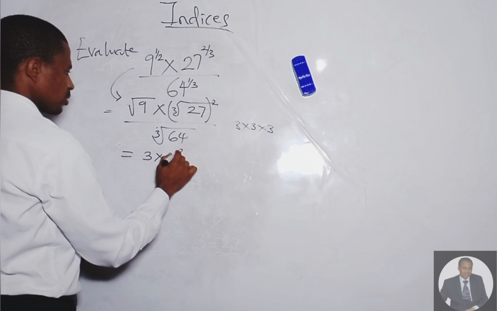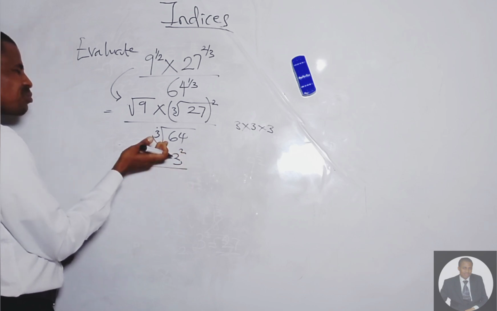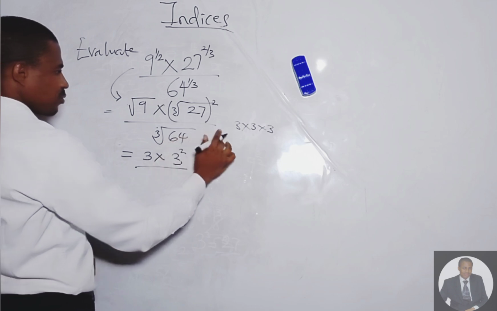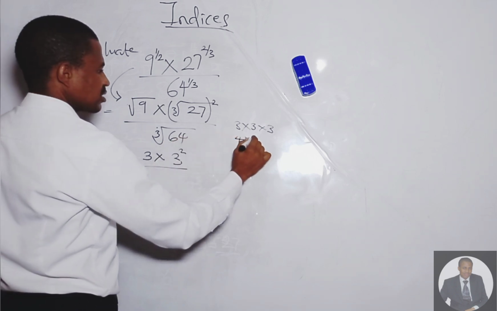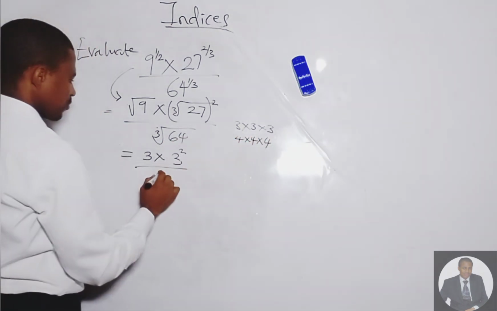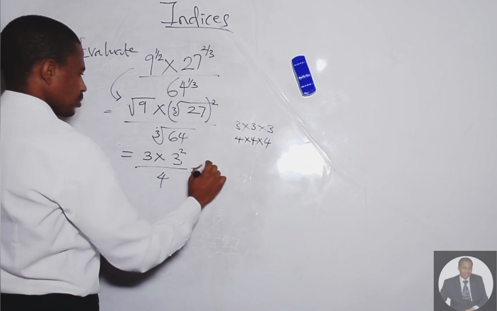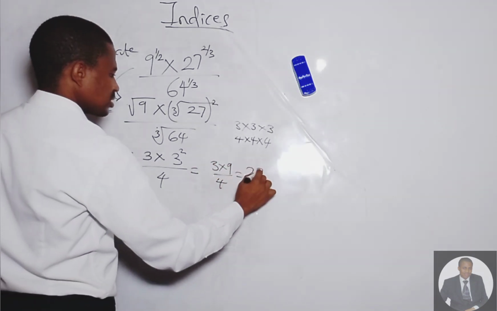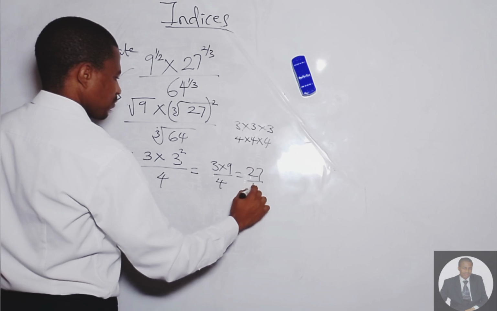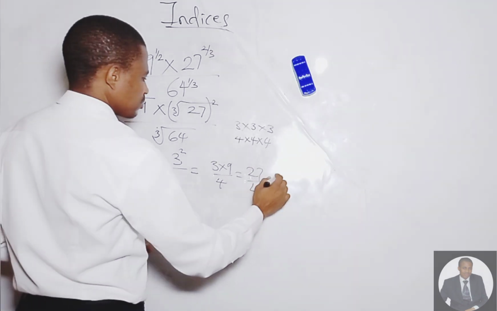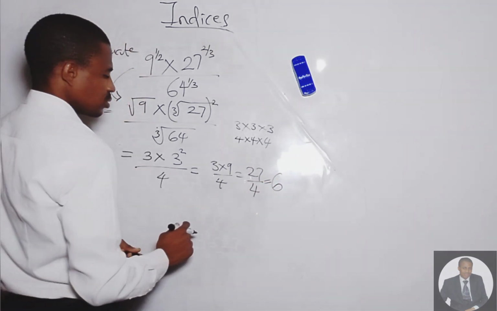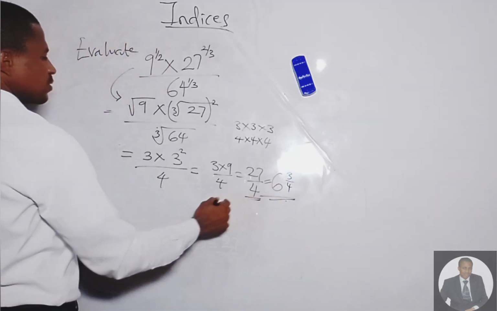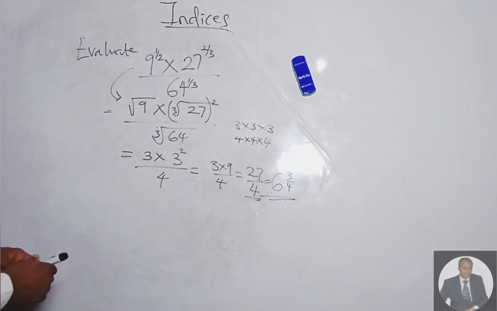Then we'll look for the square of it. And then what can we multiply by itself 3 times that will give us 64? That's 4. 4 times 4 is 16. 16 times 4 is 64. So what do we have here? We have 3 times 9 over 4. That's 27 over 4, which is the same thing as 6 and 3 over 4. Whichever one of the answers.